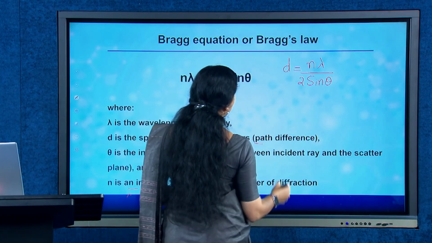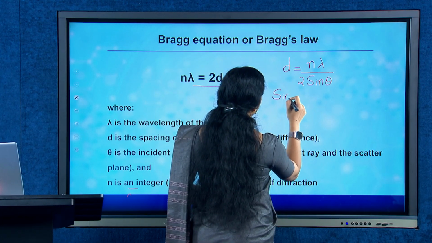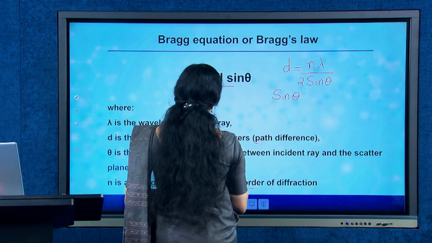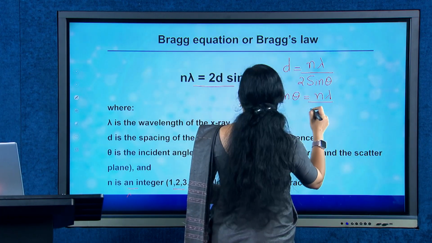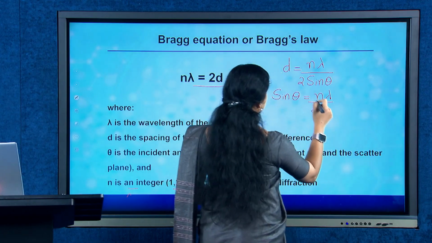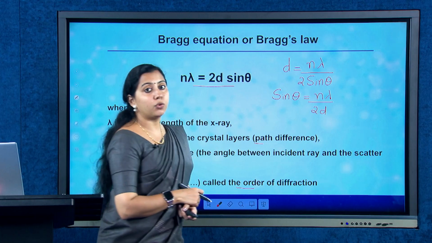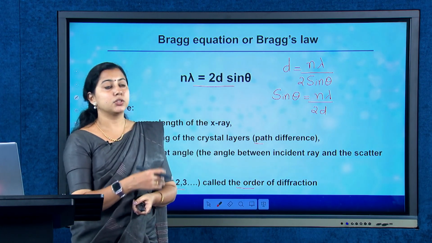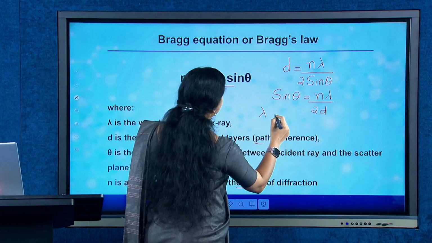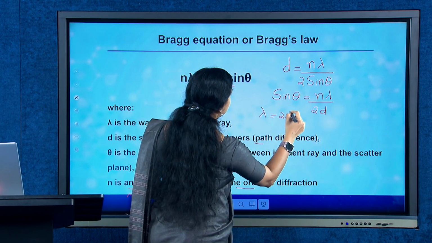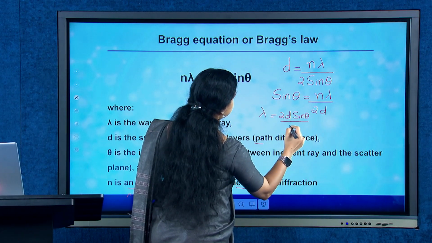And if you have to find out the glancing angle or the incident angle, we can write sin theta is equal to n lambda by 2d. You can also calculate the wavelength from this equation. So, from this we can determine the wavelength as lambda is equal to 2d sin theta by n.